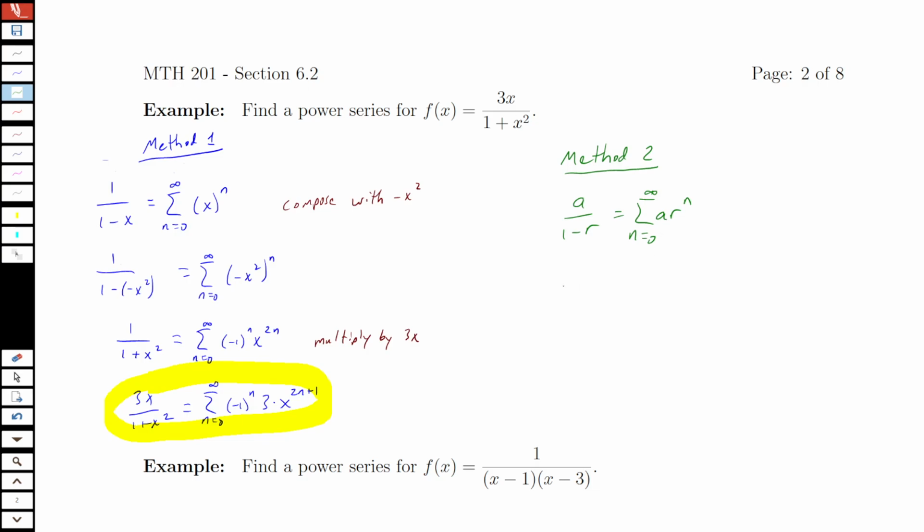Okay, so what I'm going to do is I'm going to let r be the opposite of x squared, and I'm going to let a equal 3x. So on the left, I'll have 3x over 1 minus a negative x squared. So that's the function I was looking for. And on the right, the a is 3x, and then the r is negative x squared, which is to the n. Okay.